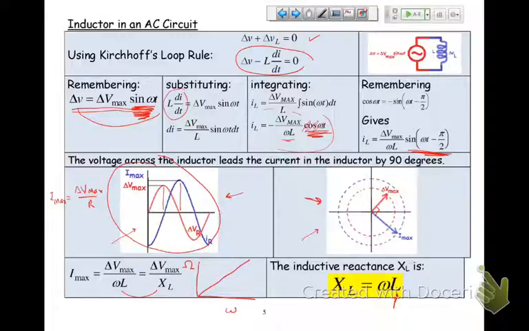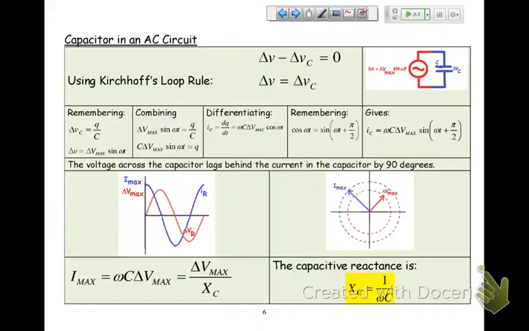Okay, so a couple of things out of this. One was we got this phase relationship, and the other thing was we got this inductive reactance. Let's play the same game. We've got a capacitor.